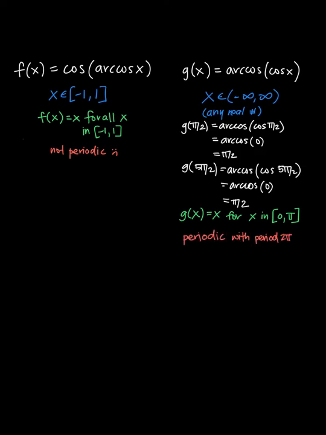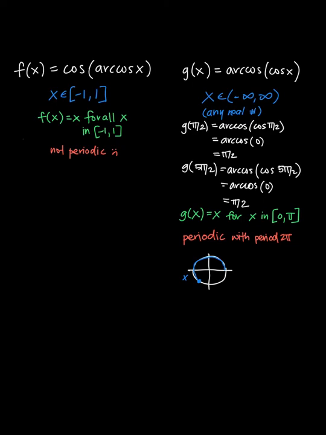Now we're almost ready to sketch these functions. We know that g is periodic with a period of 2 pi. We know that from 0 to pi it's equal to x. And now the last question before we make a sketch is, okay, if the period is 2 pi, what happens on the other half of the period? What happens if x is between pi and 2 pi? So say x is somewhere between pi and 2 pi.